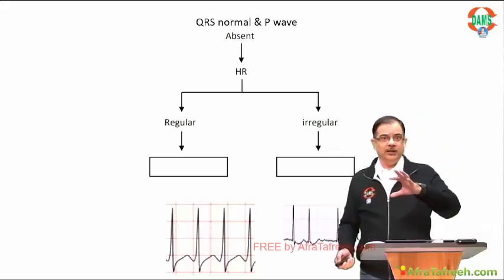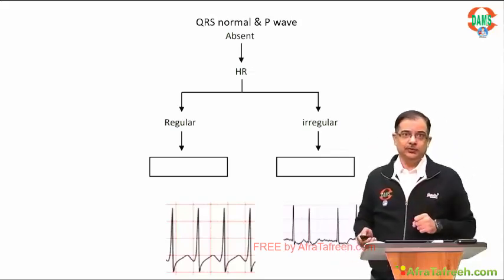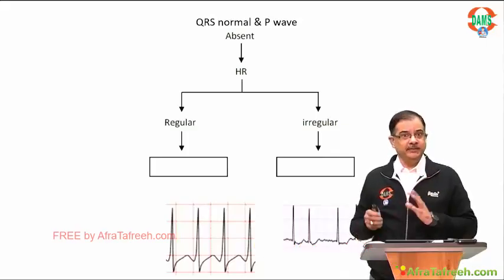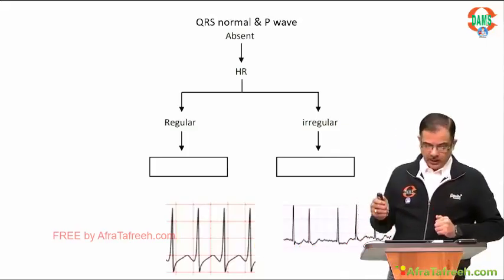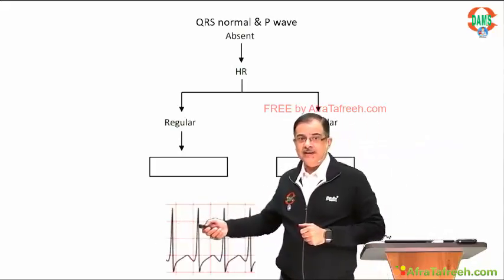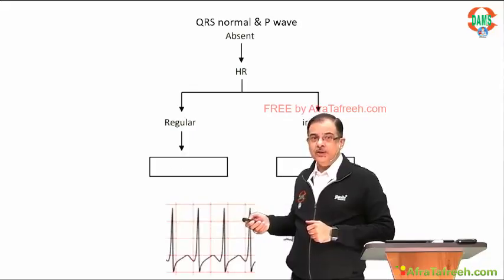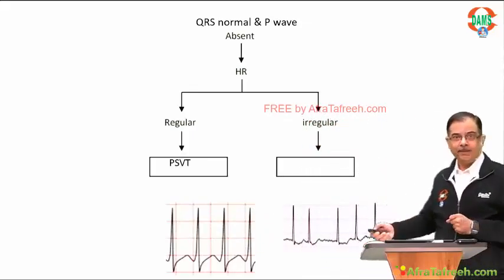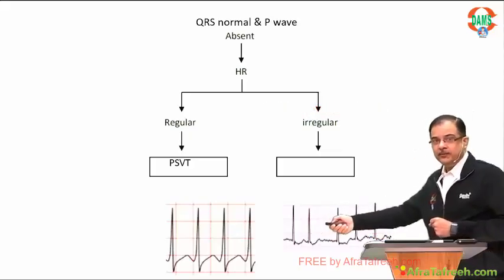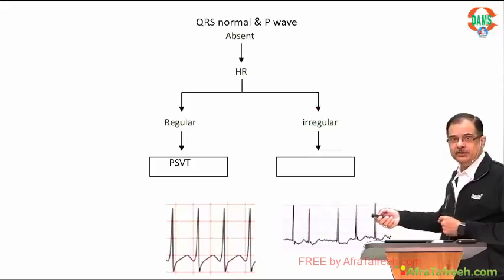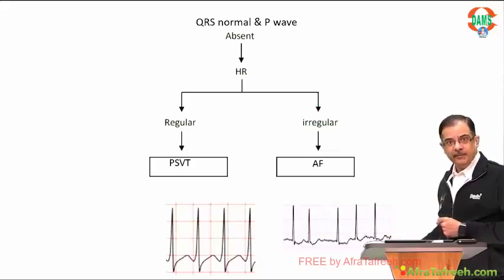Now, this is one of the most frequently asked. 90% of the cases in the exam come from this flow chart. QRS is normal, P wave is absent. If heart rate is regular, like here you can see the heart rate is regular, RR interval is regular, this is a case of PSVT. While here, heart rate is irregular and a definitive P wave is not seen. This is a case of atrial fibrillation.